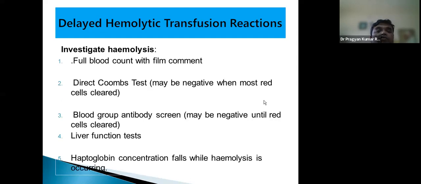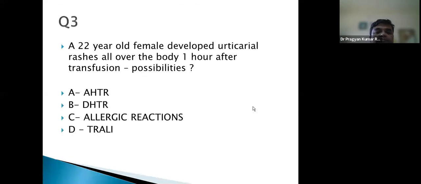What we need to do? We need to do a full blood count with film comment. Direct Coombs test may be negative, but should be sent for. Blood group antibody screen should be done. Liver function test should be done. Haptoglobin is low when hemolysis is occurring.